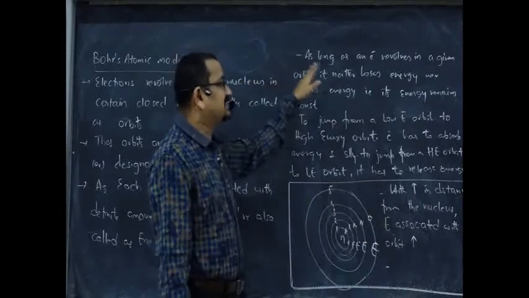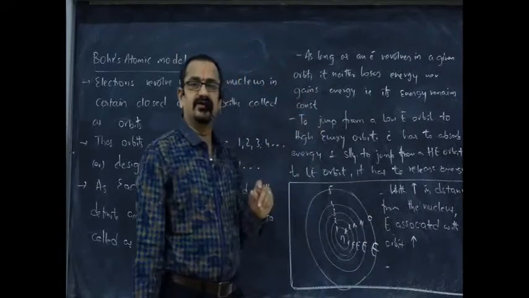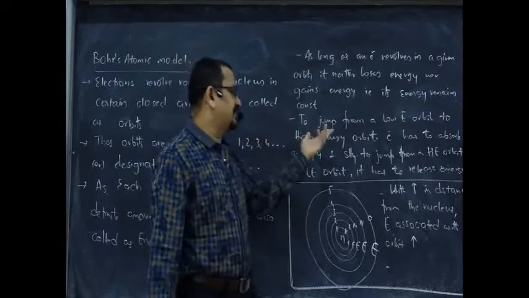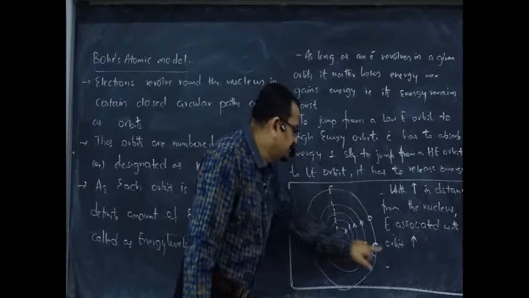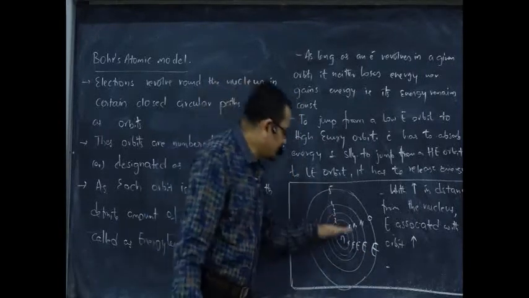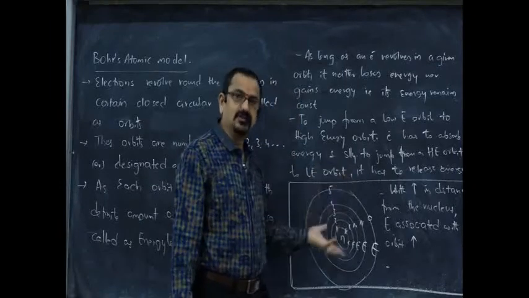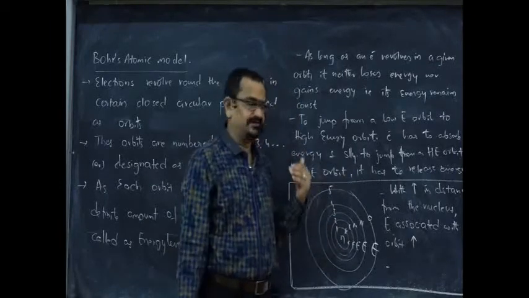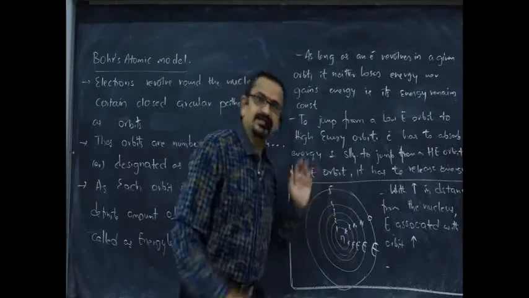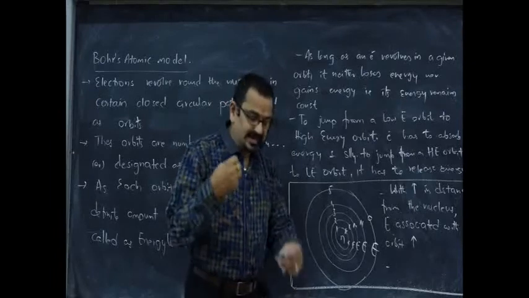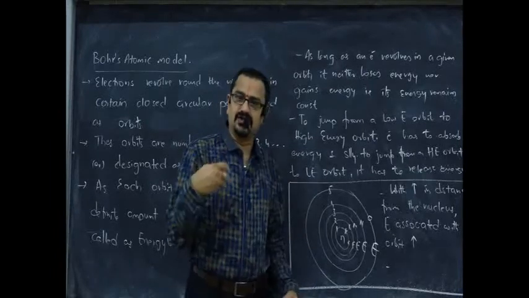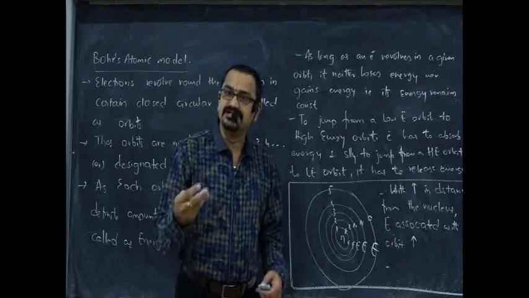Next point: as long as an electron revolves in a given orbit, it neither loses nor gains energy, but it remains constant. To jump from a low energy orbit to a high energy orbit, it has to absorb the required difference of energy. Similarly, to jump from a high energy orbit to a low energy orbit, the electron has to release energy. So transition of an electron takes place either by absorption or by emission of energy.